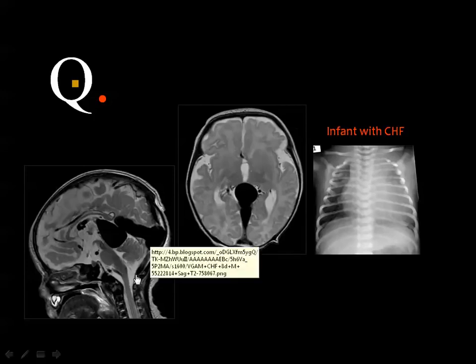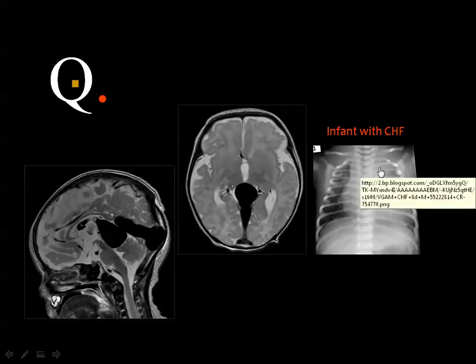The exam is sagittal T2, axial T2, and chest X-ray. The chest X-ray is presented here to show the most common presenting symptom of the patient, which is congestive heart failure. This malformation is not an aneurysm of the vein of Galen, as I have mentioned, and it is not actually a vein of Galen pathology.